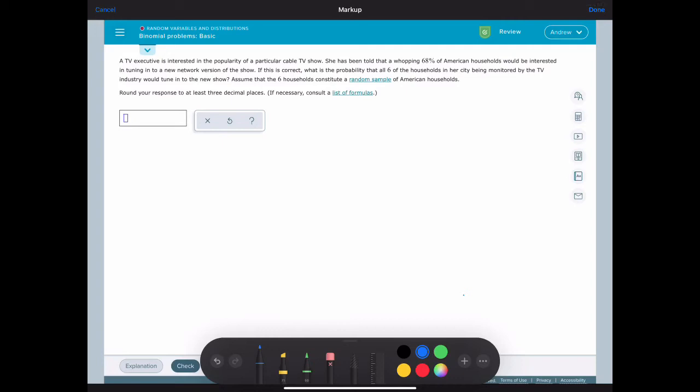The binomial problems, basic. So we are looking at binomial distribution. The binomial problems usually give you three numbers that are your main focus.